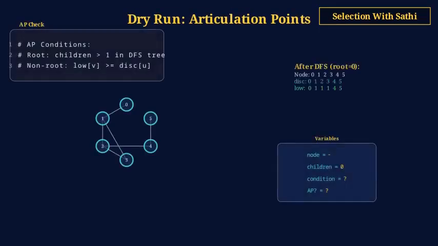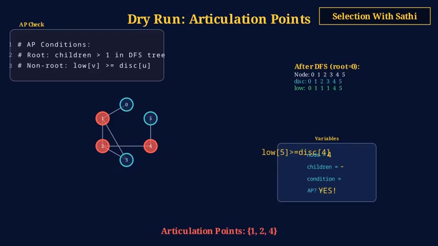Finding articulation points in an undirected graph. Edges 0 to 1, 1 to 2, 2 to 0 forming a triangle. 1 to 3, 3 to 4. DFS from 0. Visit 0 as root. Visit 1, disk 1, low 1. Visit 2, disk 2, low 2. Back edge 2 to 0, low of 2 becomes 0.